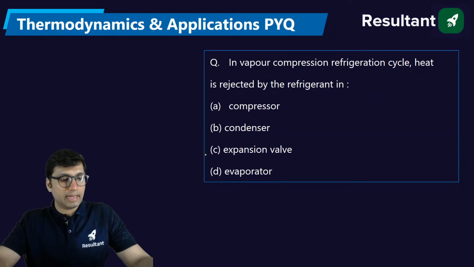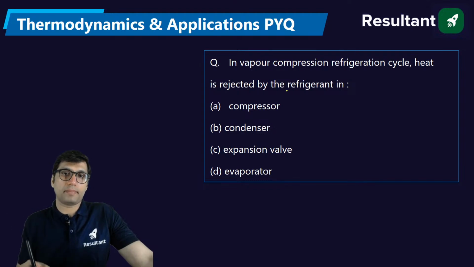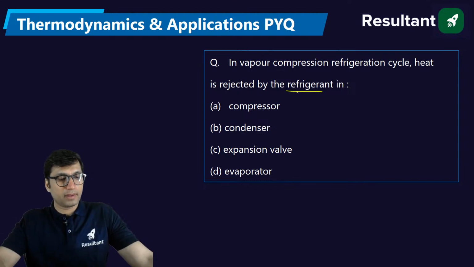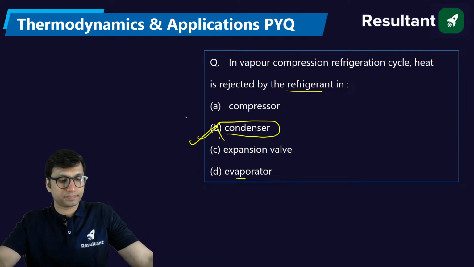Next, in a vapor compression refrigeration cycle, heat is rejected by the refrigerant in. Now, which of the following is the component which rejects the heat? In a vapor compression cycle, the component which rejects the heat is the condenser, and the one which absorbs the heat is the evaporator. So this is the component which rejects the heat.